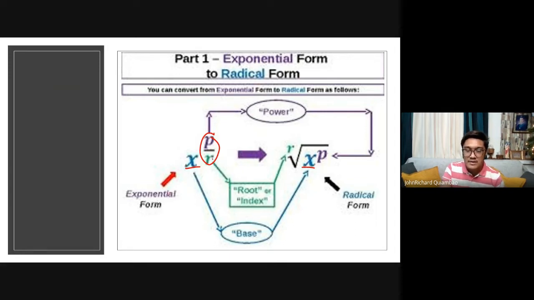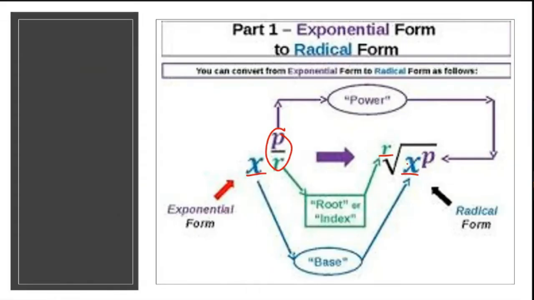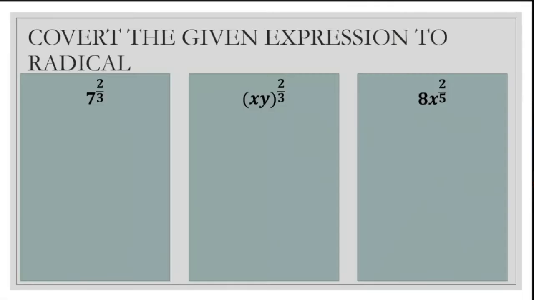And the denominator is what we call the root or index of the given expression. It will be placed in the radical sign, the small number above the radical sign. That is what we call the index or the order of the radical. So this is already our radical form. Now let us apply the concept in writing expressions from exponential to radical form.